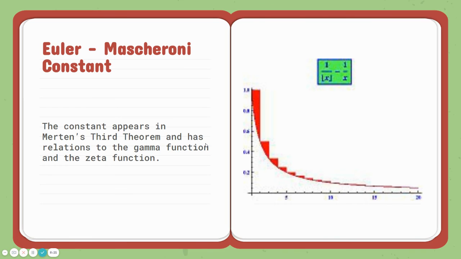The Euler-Mascheroni constant is the constant which appears in Mertens' third theorem and has a relation to the gamma function and the zeta function. Not 100% sure what that means. There's a pretty graph of it right here. Very exciting.